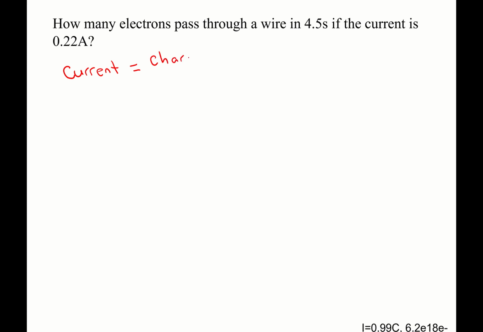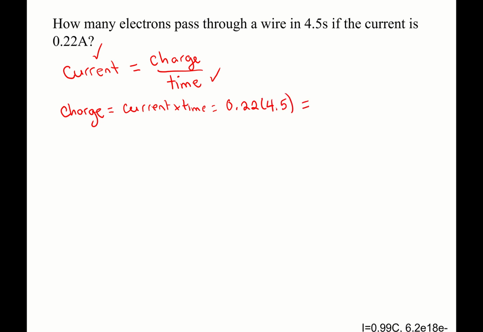is charge per time. Okay, so I'm told the current and I'm told the time, so I can get the total charge passing through the wire in that time. It's going to be the current times the time. So it's going to be 0.22 times 4.5. And so I'm going to get 0.99 coulombs. So almost 1 coulomb of charge passes through the wire.